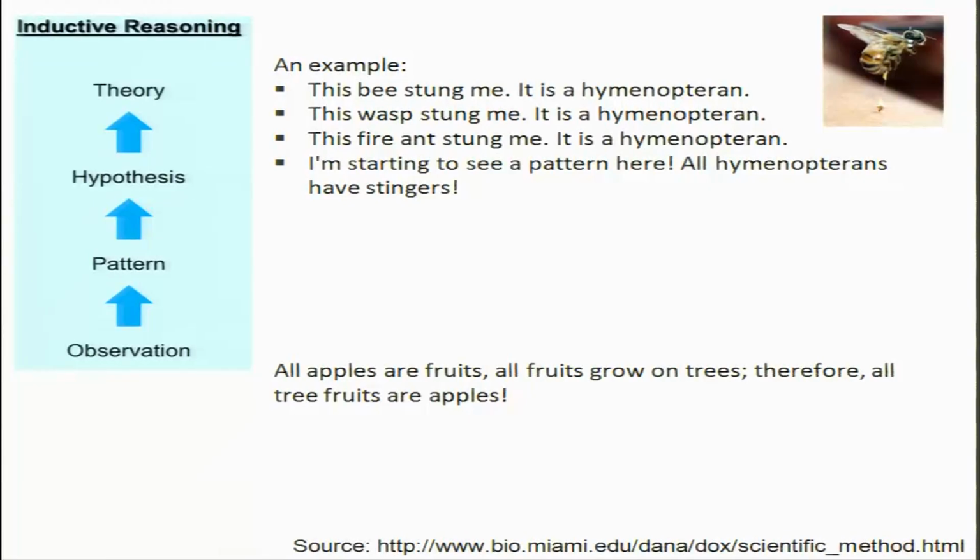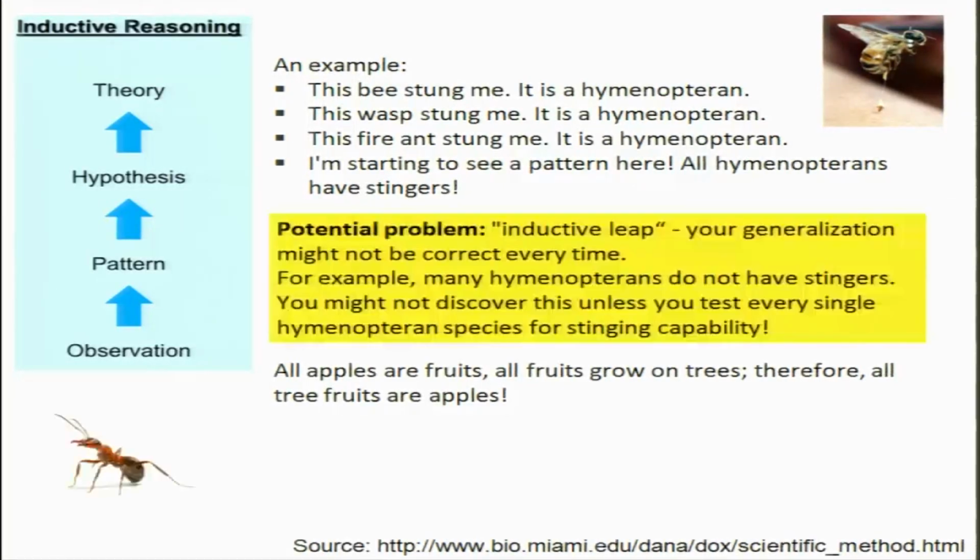Let's look at another example. All apples are fruits, all fruits grow on trees, therefore all tree fruits are apples. Again, there are limitations, we will come back to that a little later. Let's see this potential problem by looking at a certain pattern and making certain theories or assumptions that could be wrong. It's called an inductive leap. Your generalization might not be correct every time. Darwin was right, time tested, but it may not be true for everything.